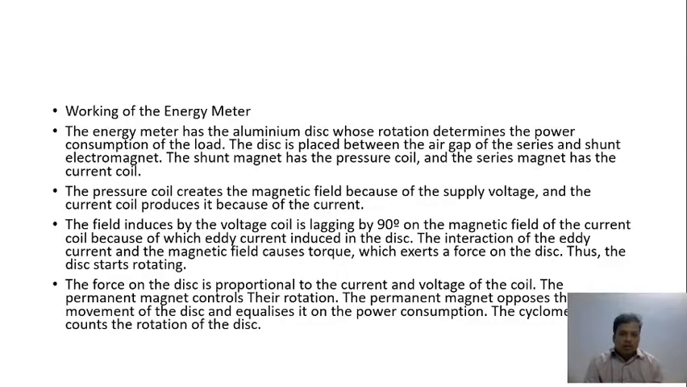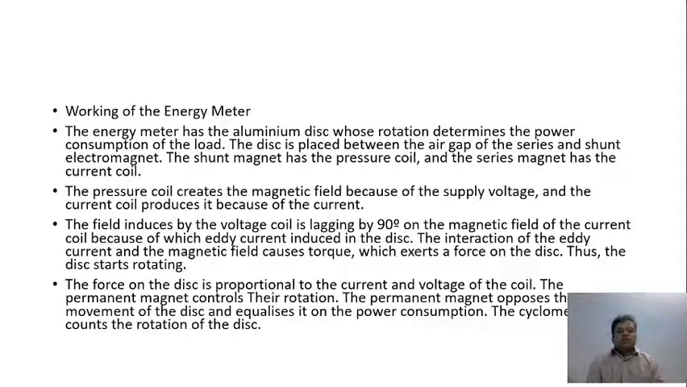So, the working of the energy meter. The energy meter has an aluminum disc whose rotation determines the power consumption of the load. The disc is placed in the air gap between the series and shunt electromagnets. If you see the figure, you can understand this. The shunt magnet has a pressure coil and the series magnet has a current coil. The pressure coil creates a magnetic field because of the supply voltage, and the current coil produces a field because of the current. The field induced by the voltage coil lags by 90 degrees behind the magnetic field of the current coil, because of which eddy current is induced in the disc. The interaction of the eddy current and the magnetic field causes a torque which exerts a force on the disc, because of which the disc starts rotating.